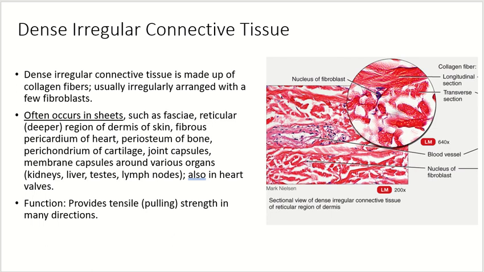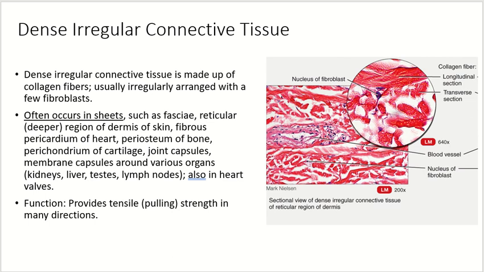Dense irregular connective tissue is typically going to occur in sheets. This is going to make up things like fascia, as well as the reticular regions of the dermis of the skin. We'll look at that later. It's also going to make up the fibrous pericardium of the heart, periosteum of the bones, the membrane capsules of various organs, and the heart valves. So a lot of dense irregular connective tissue is going to be found throughout the body.